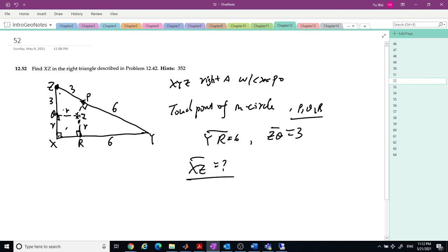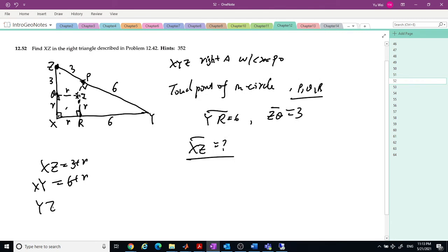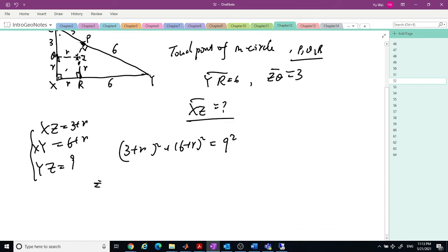So now you can see we have a Pythagorean theorem, right? XZ is equal to 3 plus r, XY is equal to 6 plus r, and YZ is equal to 9, right? The Pythagorean theorem tells you (3 + r)^2 + (6 + r)^2 = 9^2. Okay, then we can try to solve it.